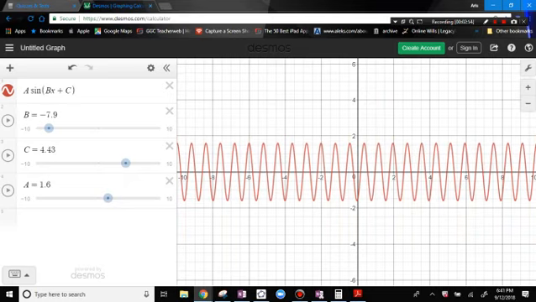So whenever we have a wave function, we're going to want to know something called the amplitude. How high can it go? How low can it go? We'll want to know the period, the frequency, and we'll want to know something called the phase shift. Those are the three major things that we'll need in order to graph this. Okay. So that's the game plan today, at least for the first half of the class.